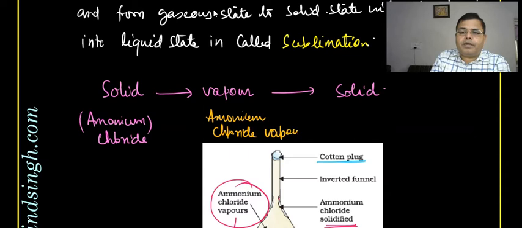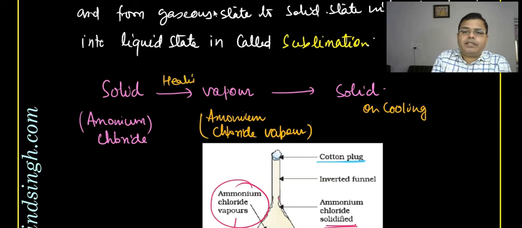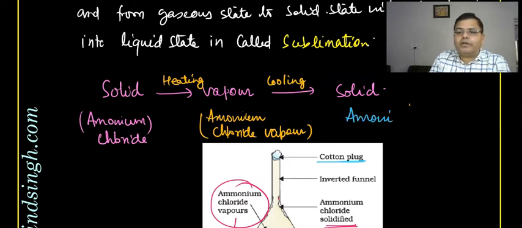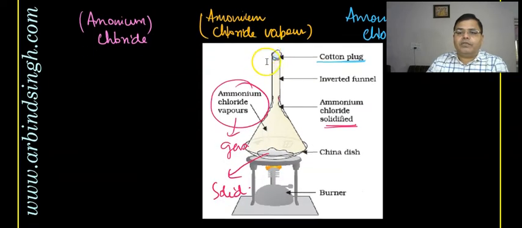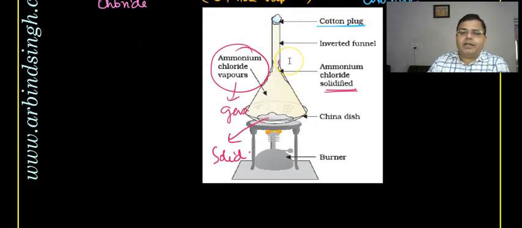Vapor state, that is gaseous state, and again on cooling, heating is there, and on cooling it will turn again into ammonium chloride. So this is what you have to learn. Heating and cooling processes are there, and on that basis the process of turning from solid to gas happens. Here the ammonium chloride was solid, then solid to gas, and then gas to solid again. So I hope you got it.